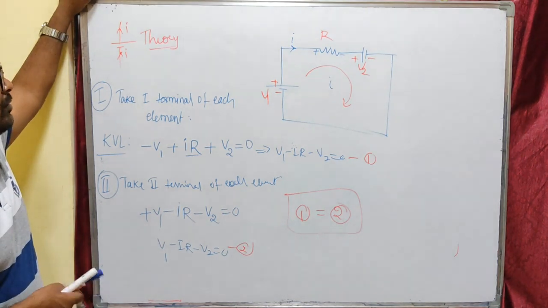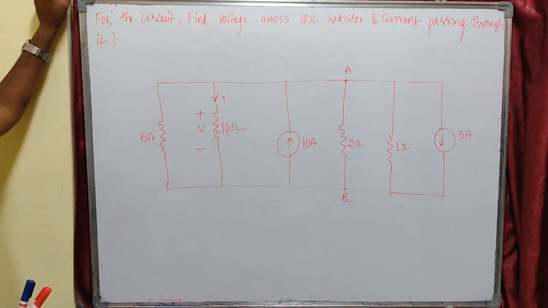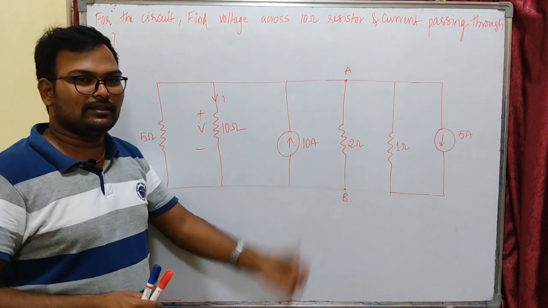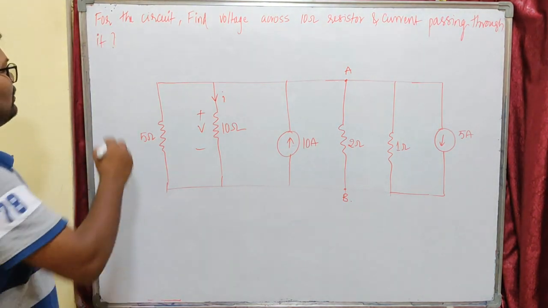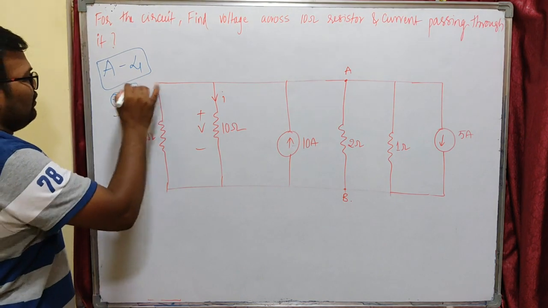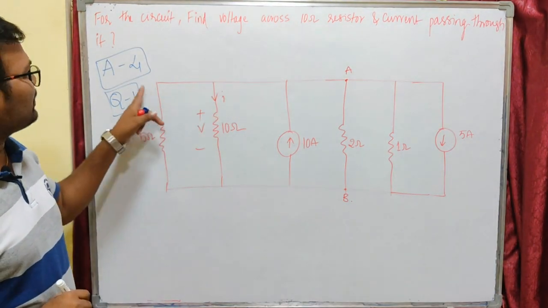Now let us do some problems in KVL also. This is a circuit having several independent voltage sources and resistors. I am going to give this as an assignment for you, question number 1. You need to find the voltage across this 10 ohm resistor and the current I passing through it.